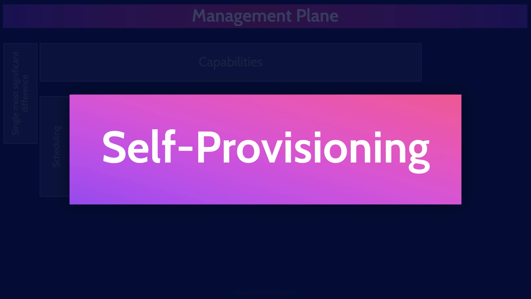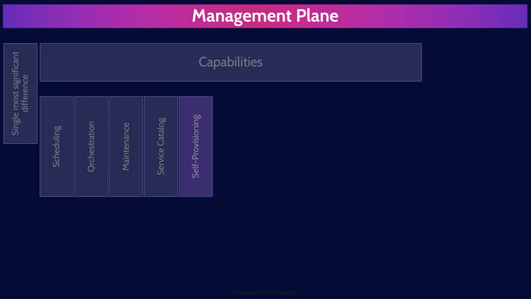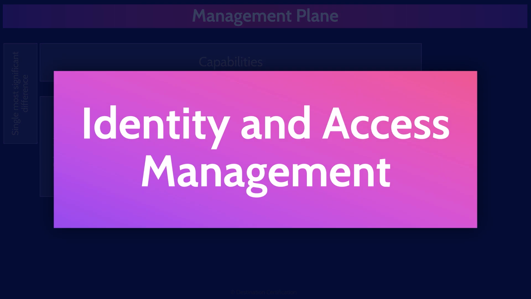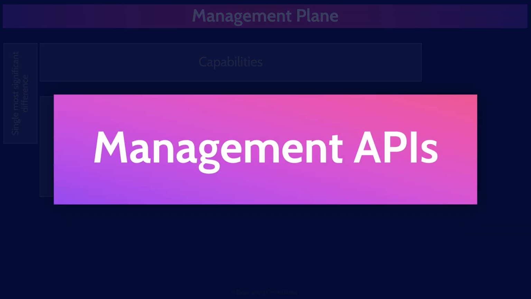Self-provisioning allows users to set up and launch services or resources on their own without direct intervention from cloud service provider staff. This is what makes on-demand self-service possible. Identity and access management manages the identities and users' permissions, ensuring that only authorized individuals can access certain data and resources. Properly managing access to the management plane is critically important from a security perspective. Management APIs enable the automation of tasks, integration with other systems, and customization of workflows. Management APIs allow administrators to interact programmatically with cloud software or hardware systems.